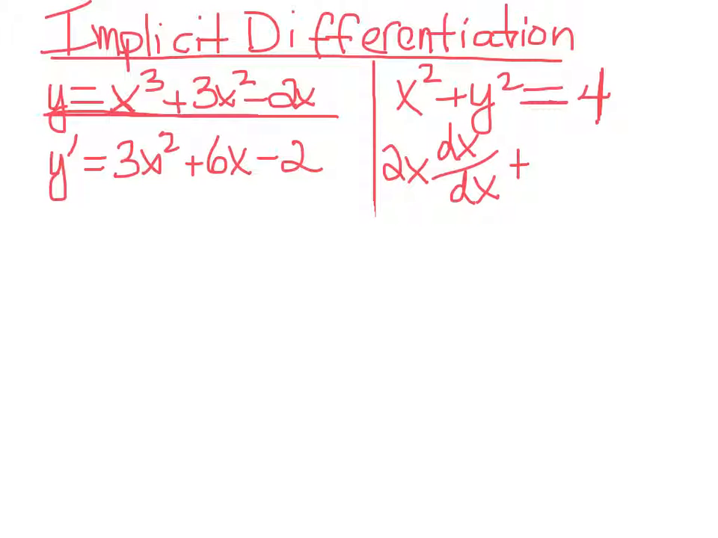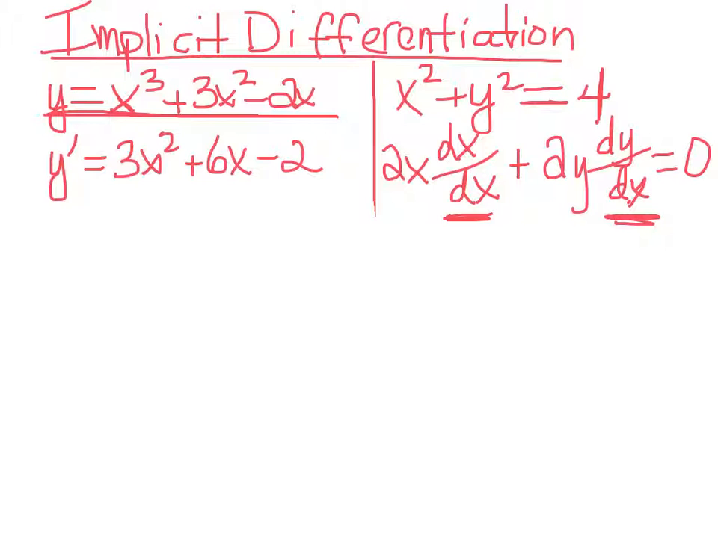Okay, so then we're going to take the derivative of y squared. So it would be 2y, but now we just took the derivative of a y, and always with respect to x, okay? And then we take the derivative of 4, which we know to be 0. So here's the deal. Whenever we're taking the derivative of an x, we write dx dx. Whenever we're taking the derivative of a y, we write dy dx.